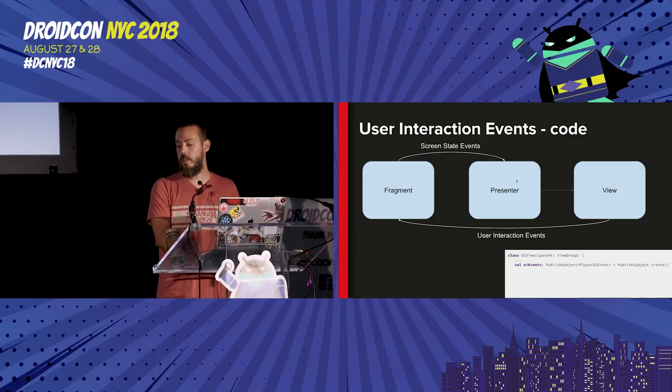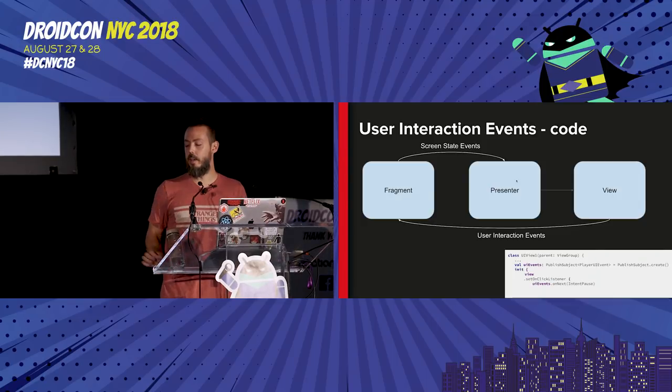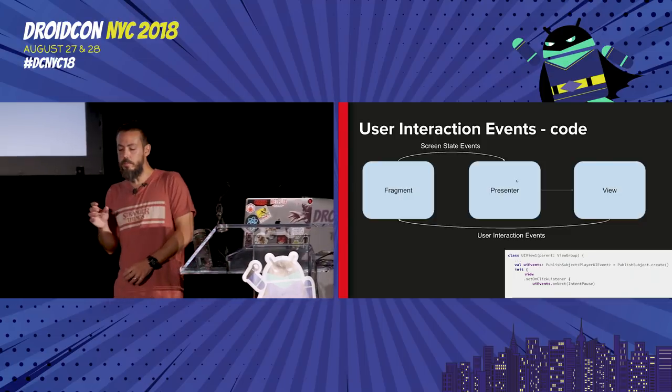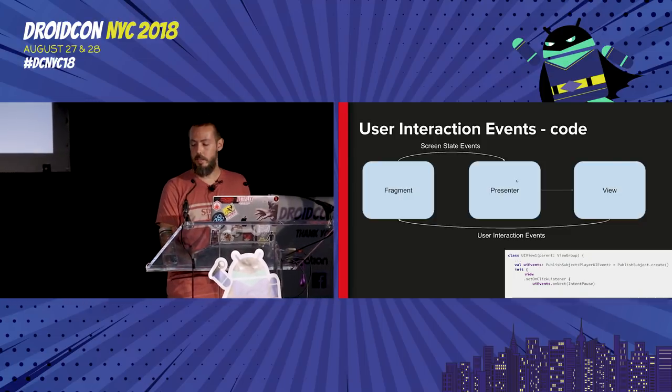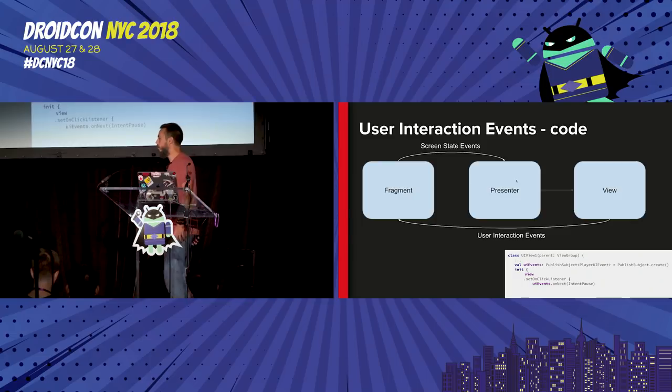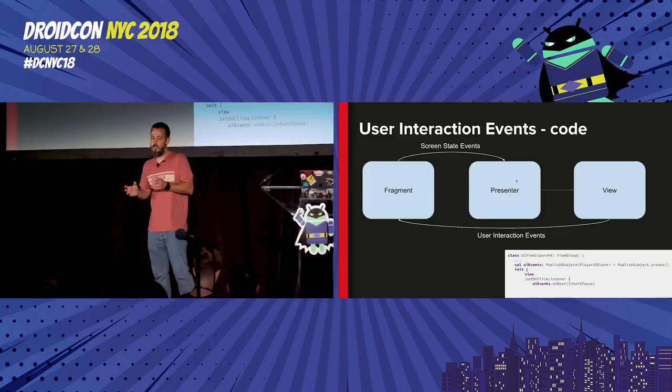The view owns a PublishSubject with UI event or user interaction event types. And we are going to set the click listener on the Android view that the UI view owns, and then it's going to fire intent pause, that's a pause button, right? Let's say that we have a pause button, we are going to fire intent pause, somebody tapped me.